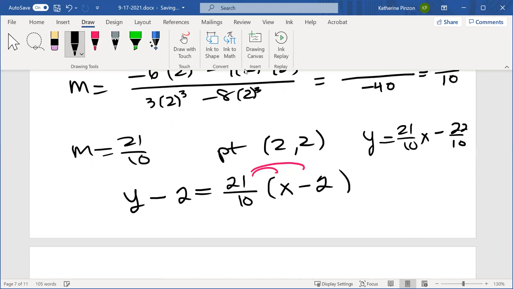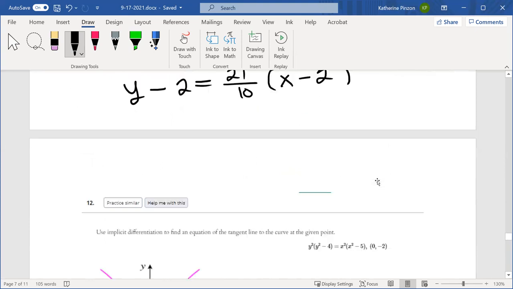I don't know if that's right. You should check that number. I make no claims that that last number is right. Do 21 over 10 times negative 2 plus 2. That'll get you your number there. Okay, 12.